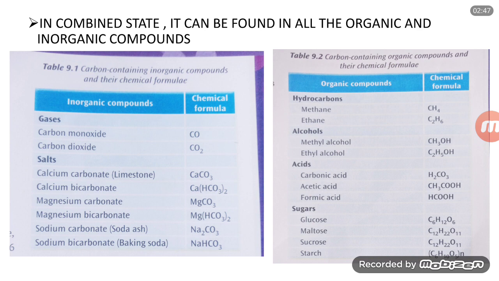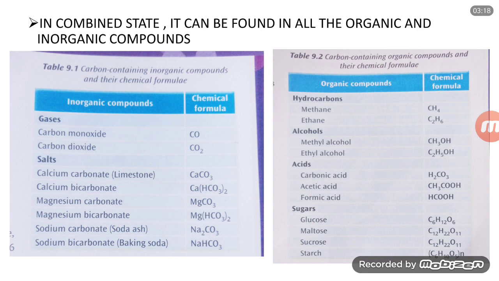So this is the table pertaining to the combined state of carbon in organic and inorganic compounds. Table 9.1 gives us information about carbon containing inorganic compounds along with their chemical formula. Like gases, carbon monoxide, you can see that the carbon is linked to one oxygen atom, hence its chemical formula is CO. Likewise, carbon dioxide, its formula is CO2. Here you can see that the carbon is linked to 2 atoms of oxygen.